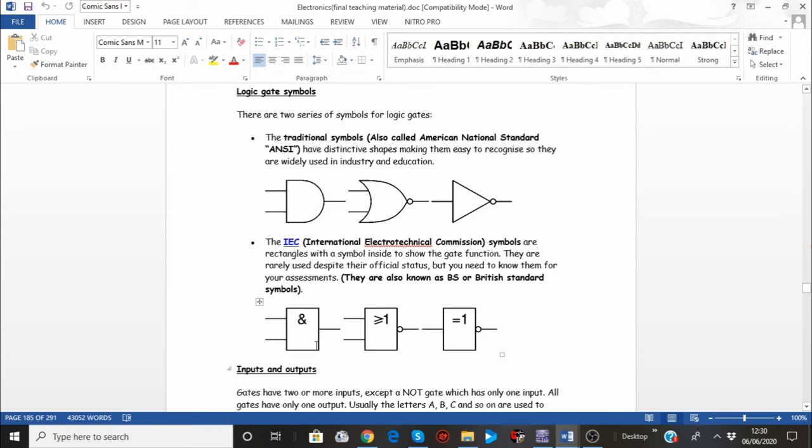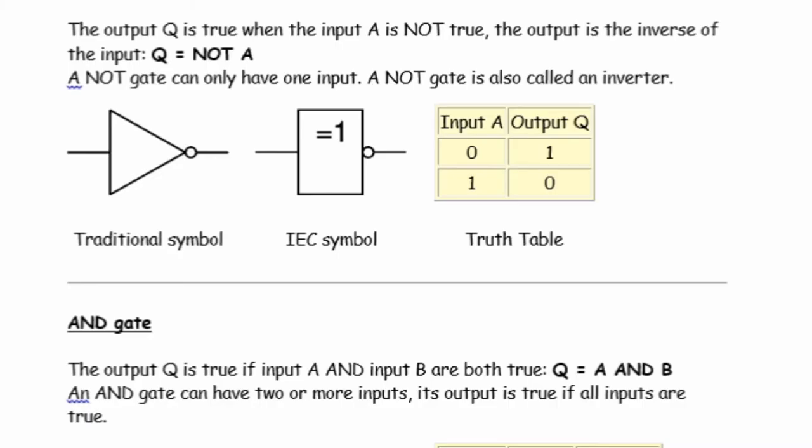Like this is AND, and you might see it this way. This is NOR, you might see it that way. And this is NOT, you might see it that way. However, like I said, in most documents, you'll see it this way, American standard or ANSI. Every gate has its own truth table.